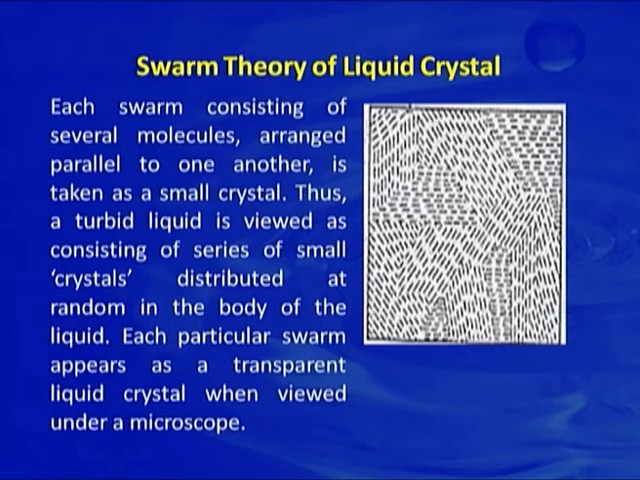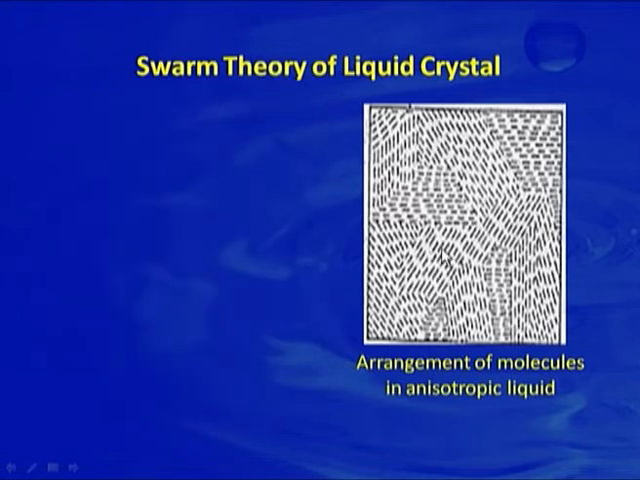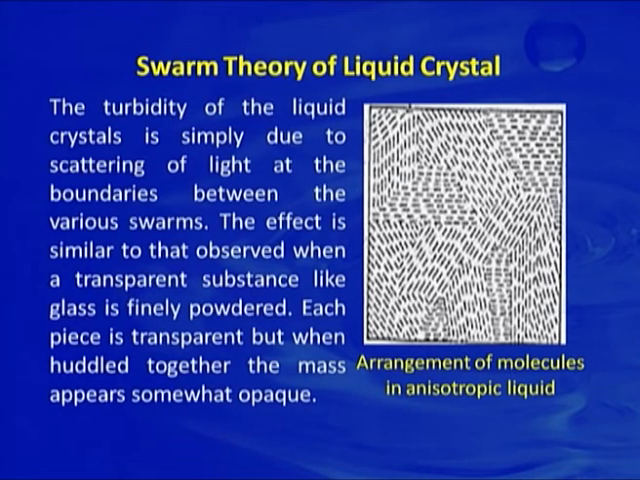Thus, a turbid liquid is viewed as consisting of a series of small crystals distributed at random in the body of the liquid. Each particular swarm appears as a transparent liquid crystal when viewed under a microscope. Here is a picture of a liquid crystal where we clearly see the structure of swarms or groups in a sample. The turbidity of the liquid crystal is simply due to the scattering of light at the boundary between the various swarms. These are the boundaries, and scattering takes place at these boundaries.